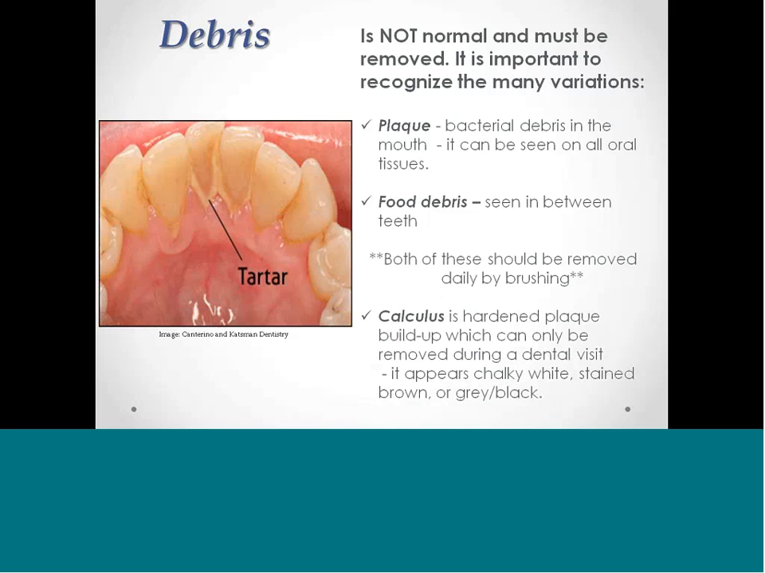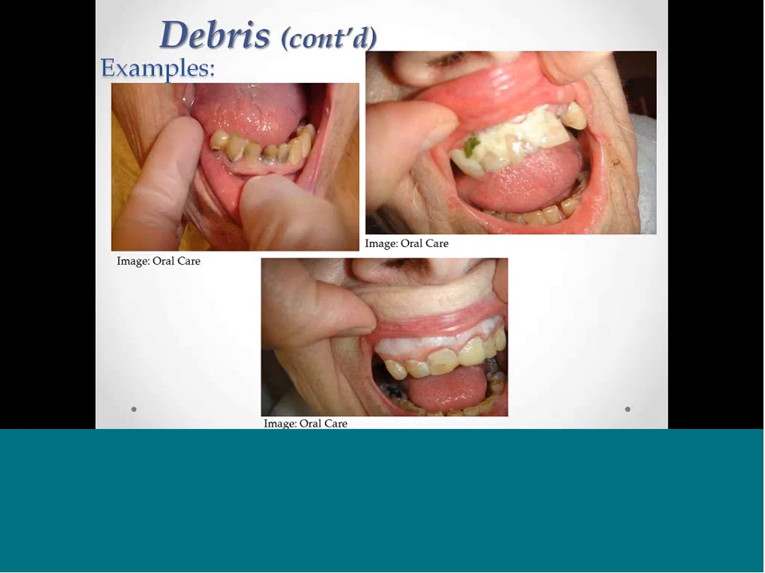Calculus, also known as tartar, is long-standing plaque that has calcified and hardened over time. This type of debris can only be removed by dental professionals and is a contributing factor to oral disease. Calculus appears as chalky white to yellow in its initial stages and may become brown with stain or dark gray to black over an extended period of time.